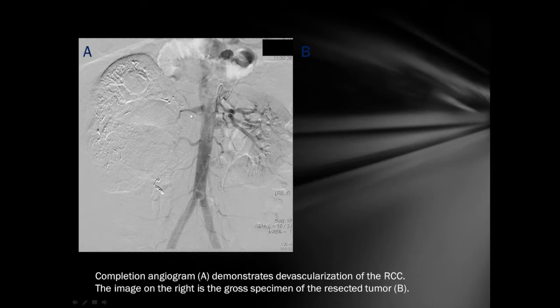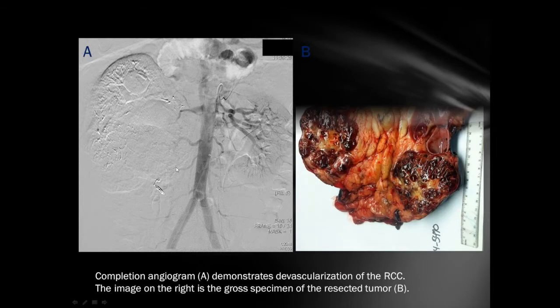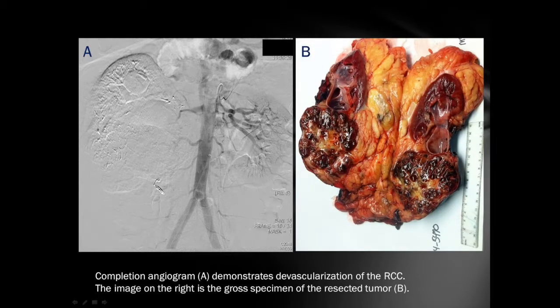Completion angiogram shows complete avascularity and lack of enhancement of any of the kidney or of the tumor. You see the vascular plug in the coils. This patient went on to resection the same day.